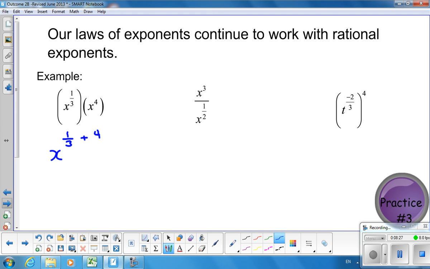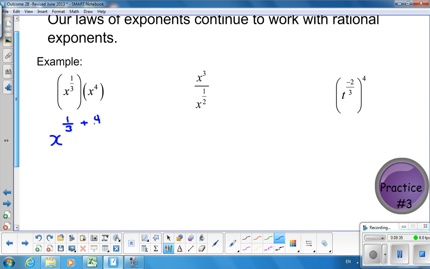You can use your fraction button on your calculator to add those, or you'll have to add them with common denominators. So I'll do this one with common denominators. Going to make this 4 over 1. If I want to have a common denominator of 3 in both cases, that would mean that I need to multiply the top and bottom of the second fraction by 3. So 4 times 3 is 12. Adding, we add the numerators. 1 plus 12 is 13 over 3. So we end up with x to the power of 13 over 3. I would strongly suggest that you use a fraction button on your calculator so that you don't make unnecessary errors.